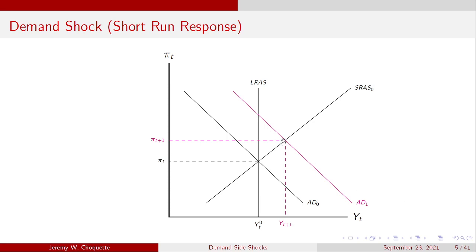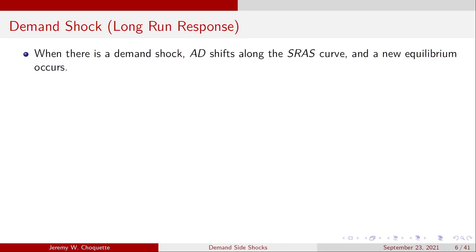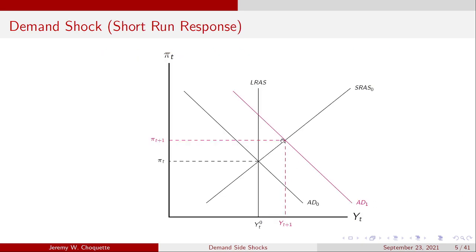We're going to be looking right here, where I'm hovering the mouse, the little hand. That little hand is telling me where this is intersecting. This is the equilibrium that we're curious about. So when there's a demand shock, aggregate demand shifts along this short-run aggregate supply curve and a new equilibrium occurs. But this isn't the long-run equilibrium. Why isn't it? Well, this equilibrium right here is not crossing the long-run aggregate supply curve. It's actually pretty far away from it. So not long-run.